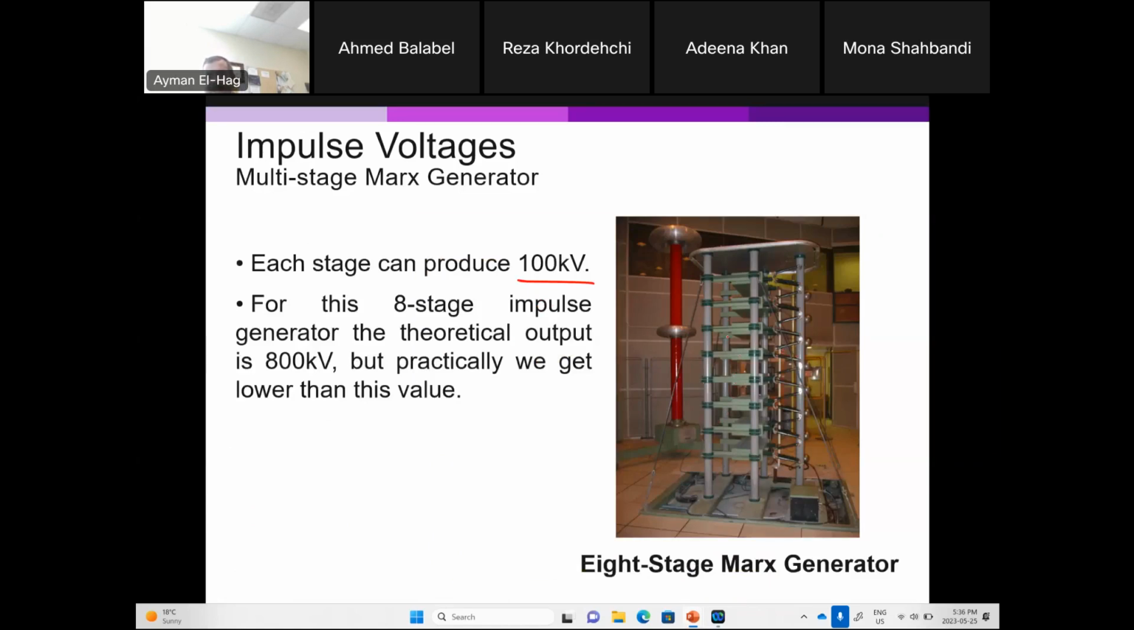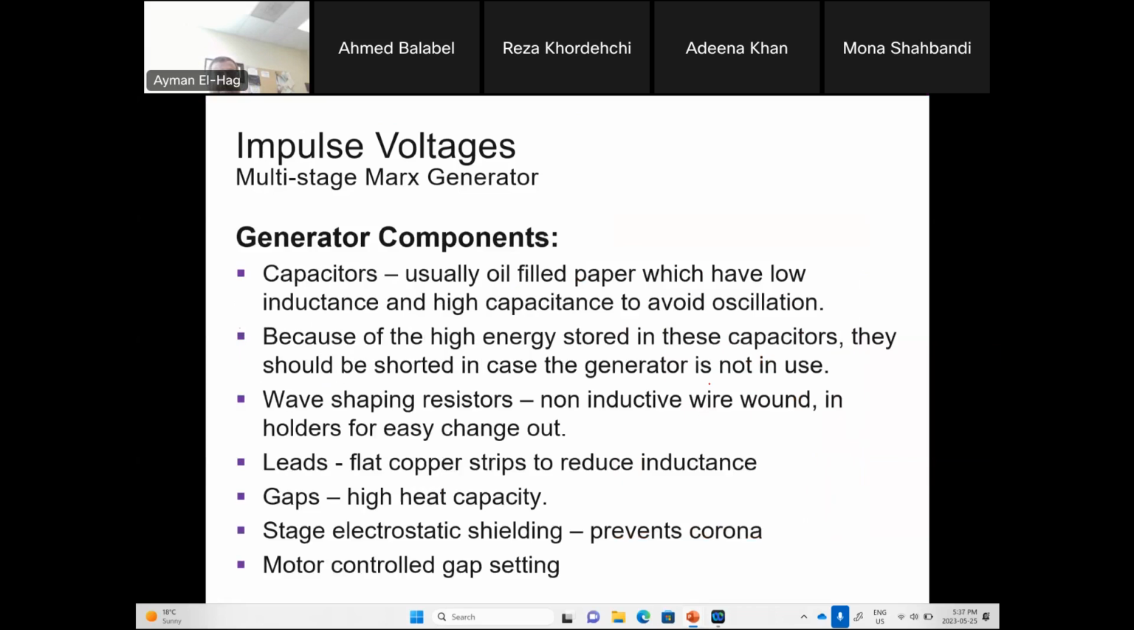Now that is the old generator at the University of Waterloo, but now we have a much newer one. And as I said, I will try my best in the coming few days to make a video to show you this. So these are the components. We have the capacitors that we charge. Those are oil-filled capacitors, and they have to have a very low inductance.